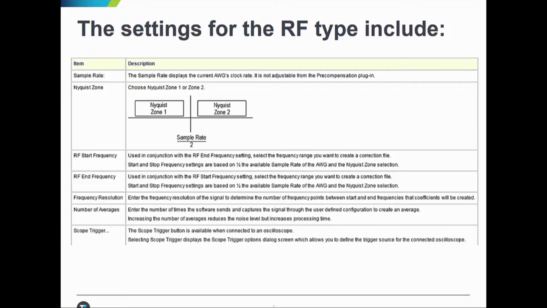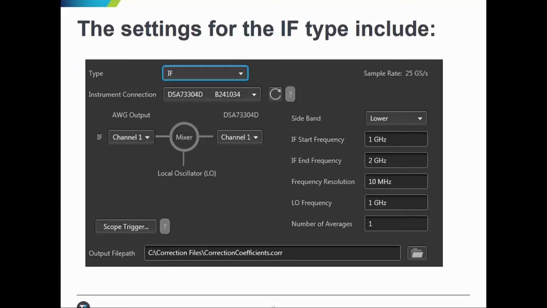Scope trigger allows you to enable an external trigger to help with the scope's capability to trigger on low signals correctly. This selection is only available once you have connected to the scope. Here we can see the setup for an IF type signal that would be used with an upconverter and mixer. The IF coefficients are for a single IF signal from the AWG to the device under test.